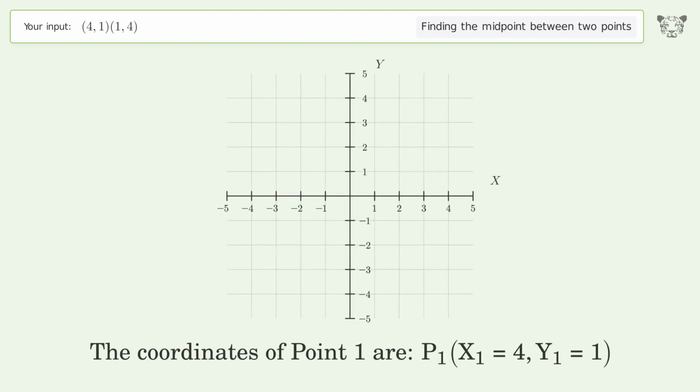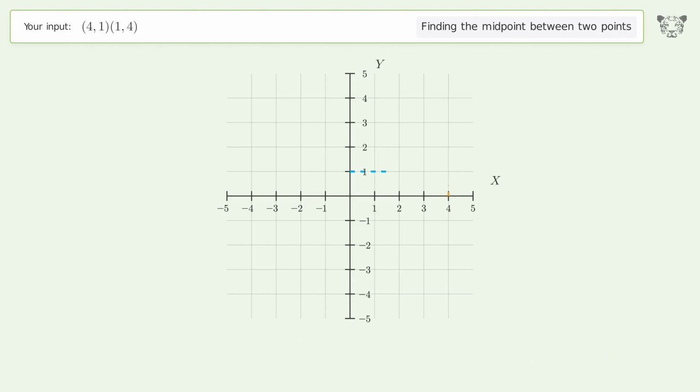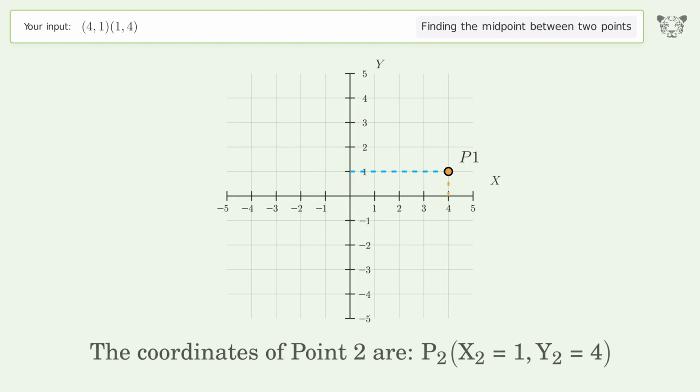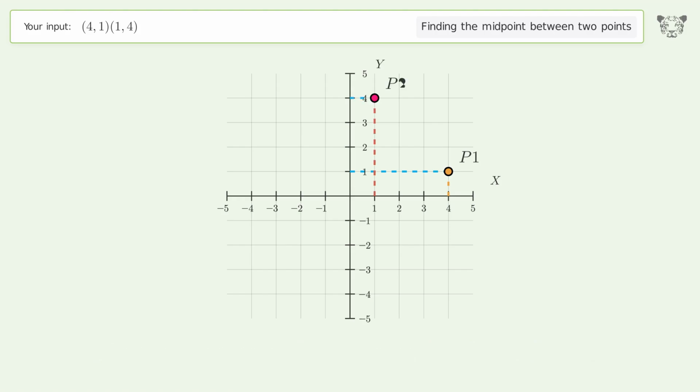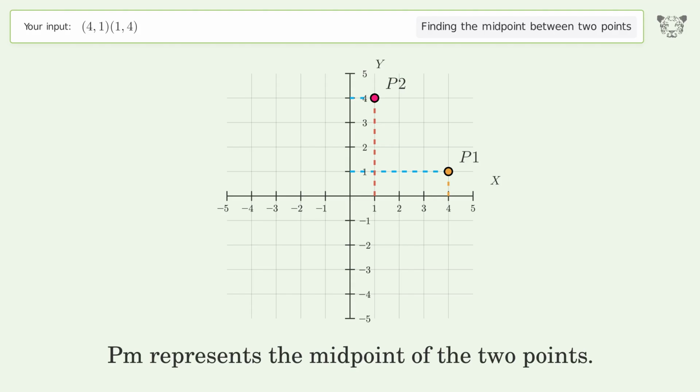The coordinates of point 1 are x1 equals 4, y1 equals 1. The coordinates of point 2 are x2 equals 1, y2 equals 4. PM represents the midpoint of the 2 points.